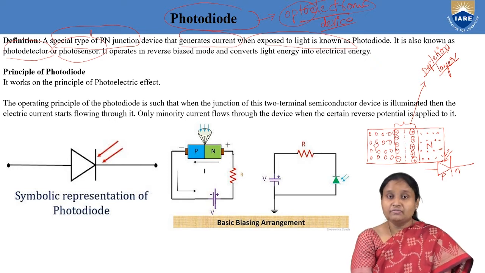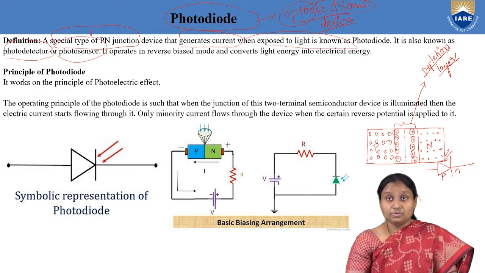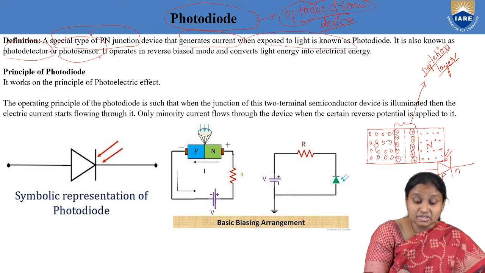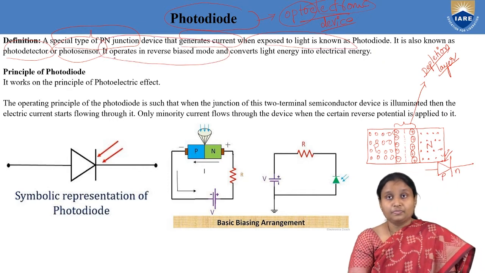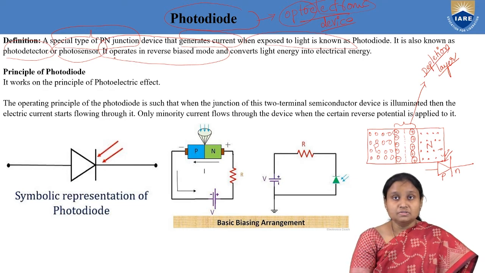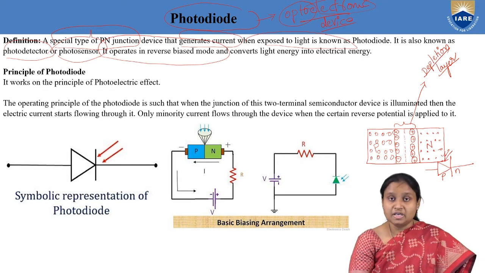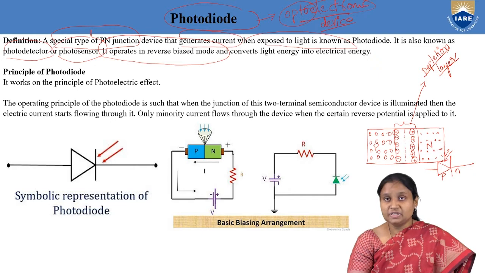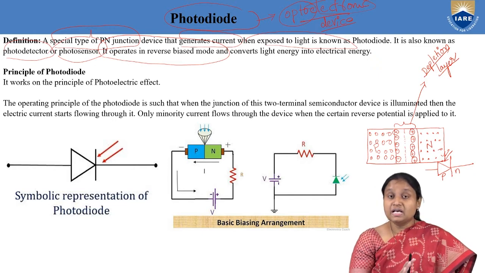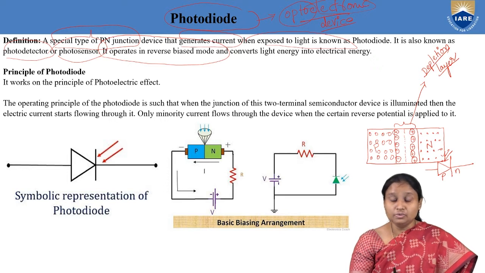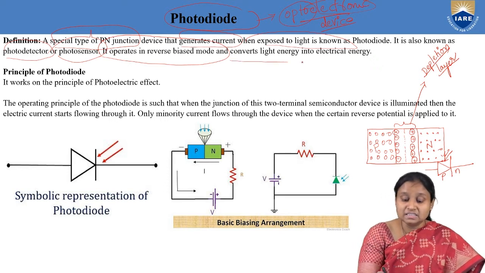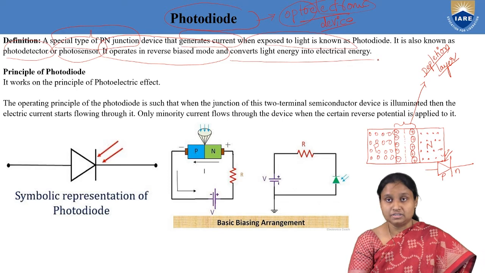One thing we have to understand here is that this photodiode operates in reverse biased mode. So this photodiode is going to operate as a reverse biased diode. We will take a reverse biased PN junction diode. Here we are focusing completely on the reverse bias PN junction diode, which will convert light energy into electrical energy.